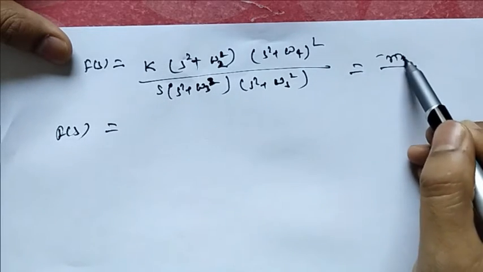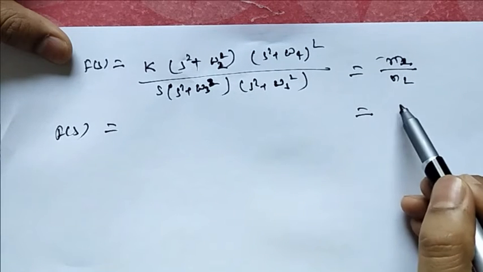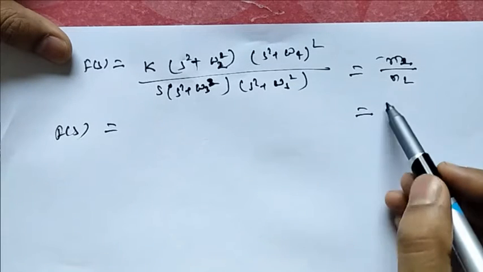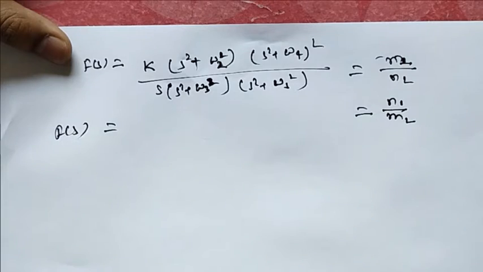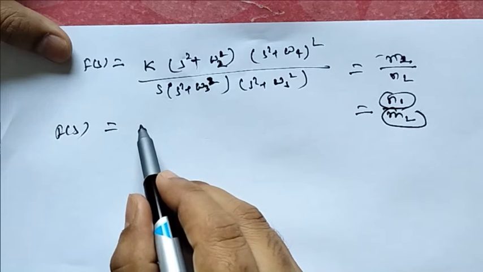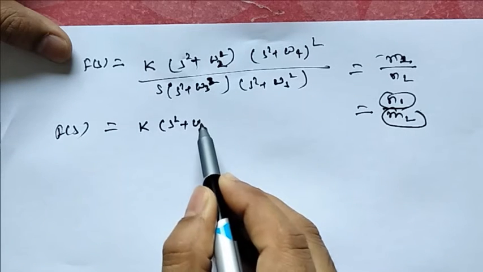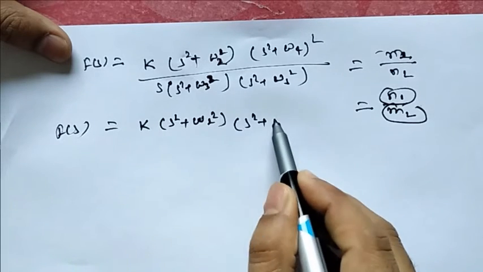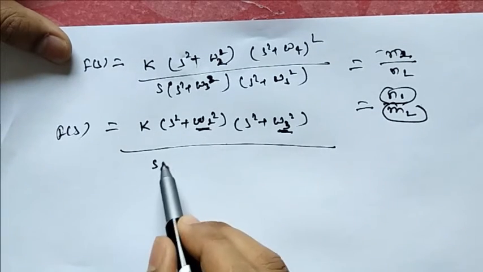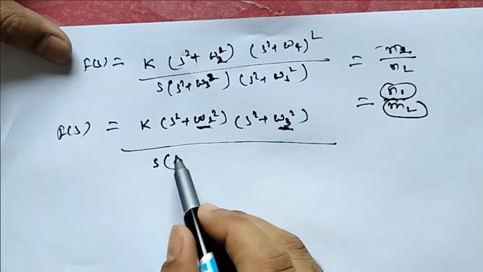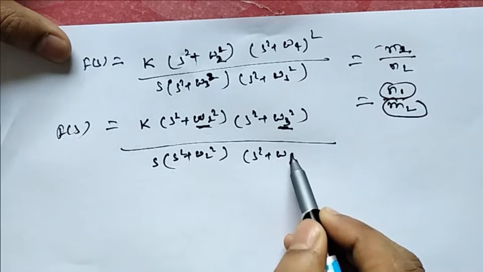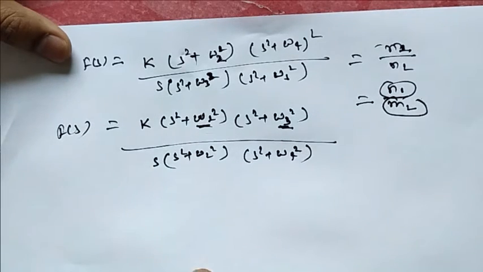Or it can be written in the form of, this one was M1 by N2, then it can be written in another form. What was the other form? It was nothing but N1 by M2. Means if you write N1, the first term will be odd and the second term will be even, then it can be written as k s (s square plus omega 1 square) by (s square plus omega 3 square). This I have taken just to represent the odd, and this will be your even. When I multiply s with the odd, it is going to give me even, (s square plus omega 2 square)(s square plus omega 4 square). So this is the term we got.